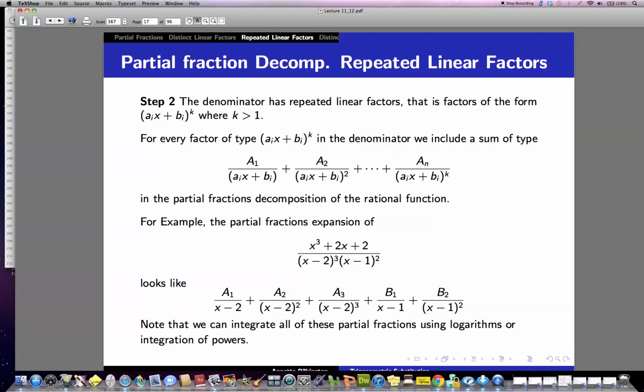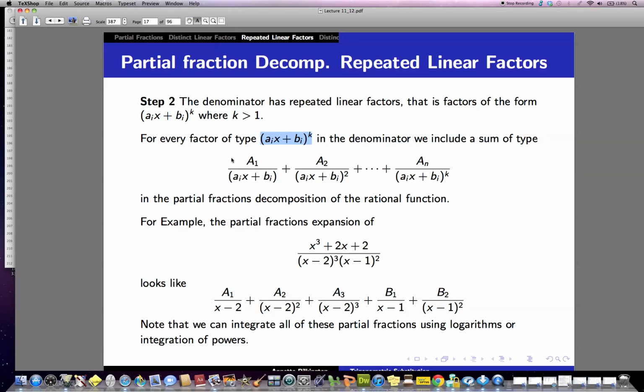The next most complicated situation is when q of x, the denominator of my rational function, breaks up into linear factors, but I have at least one repeated linear factor. In other words, if I write the factors in the form a_i x plus b_i to the k, I have at least one of those powers k greater than 1.